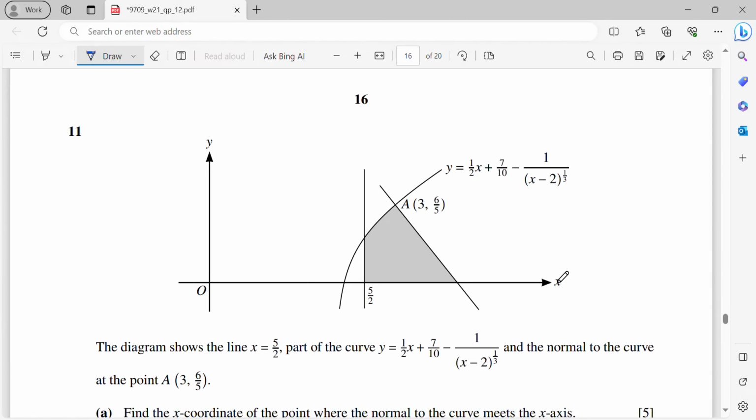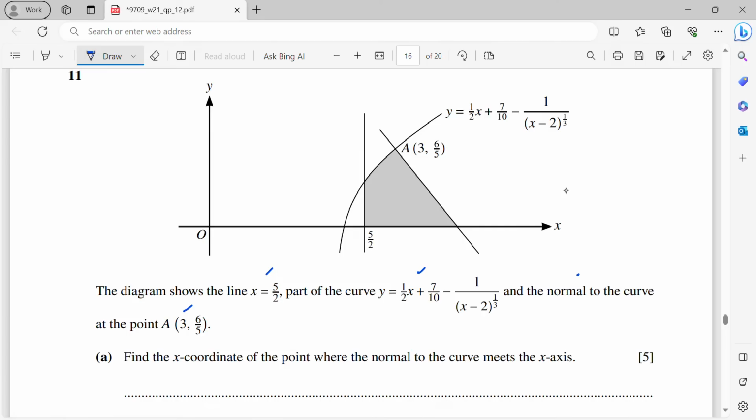Now for question 11, the diagram shows the line, the curve, and the normal to the curve at point A. So these are the two lines and one curve. Find the x-coordinate of the point where the normal to the curve meets the x-axis. Means you need to find what this is. Now, firstly, we need to get the normal to the curve. So before getting the normal, you need to get the gradient of the tangent at this point first. What is the gradient of the tangent to the curve? Because the normal is perpendicular to the tangent line.